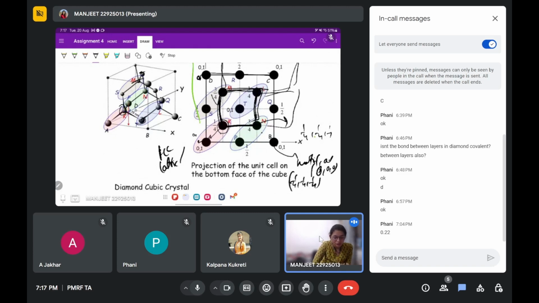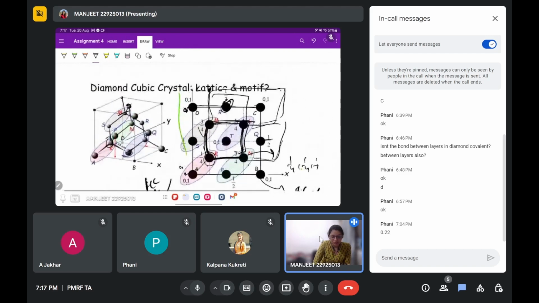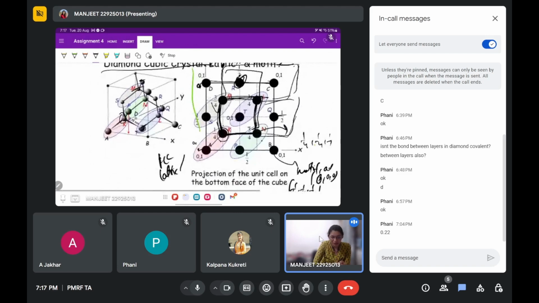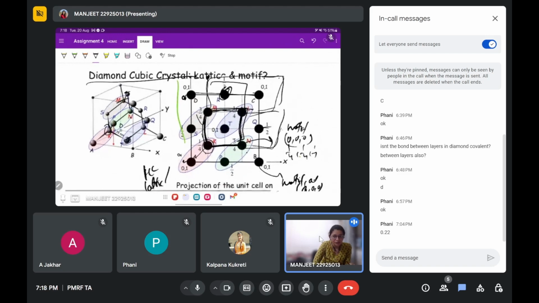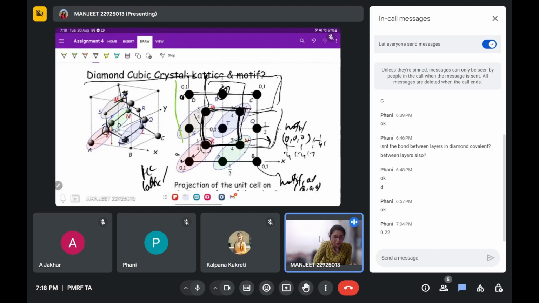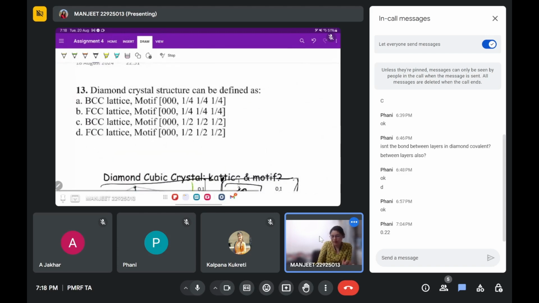For this FCC, this is your center one, the face center one. For this one again, it will become the center one. So your diamond cubic structure will be the FCC one, having the motif, one at 0, 0, 0, and another one at 1 by 4, 1 by 4, and 1 by 4.